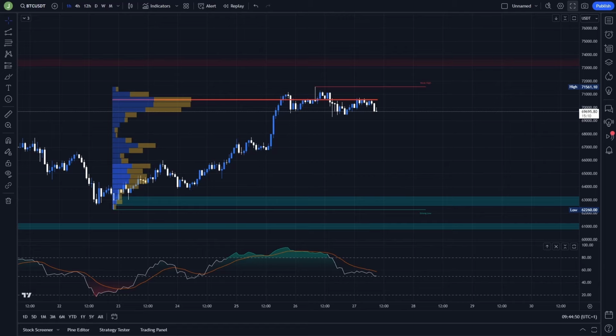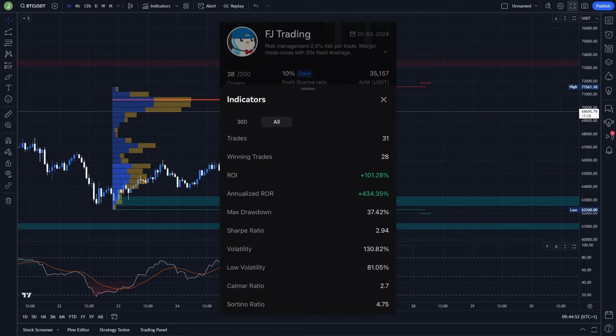So right now you can see my actual stats from my copy trading account. You can see how many trades I've taken, what my win rate is, what my ROI is, etc. And if you, for example, want to learn how to trade, or if you simply want to copy my exact trades, you can simply DM me on my Discord and we will definitely figure something out.